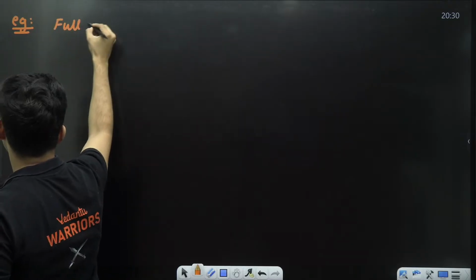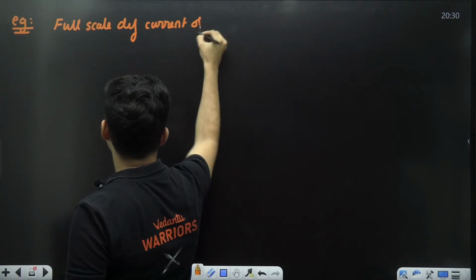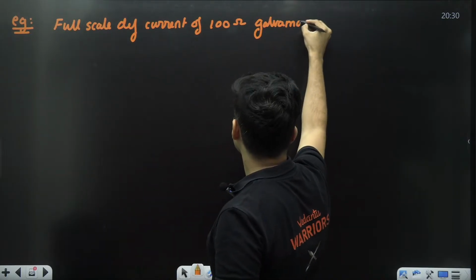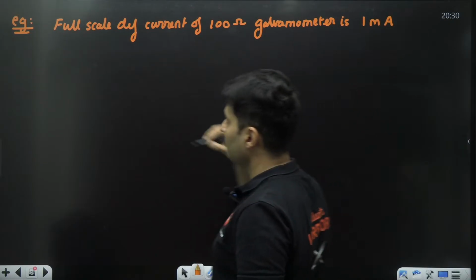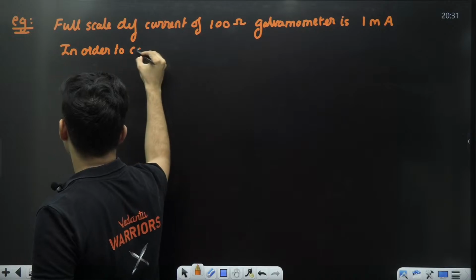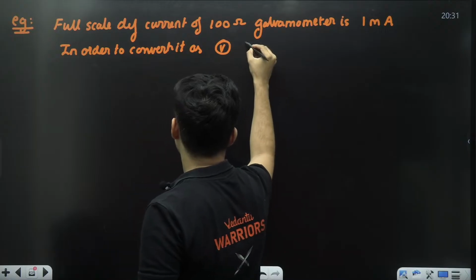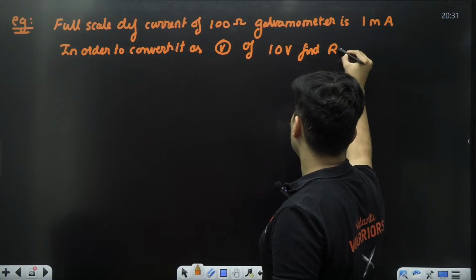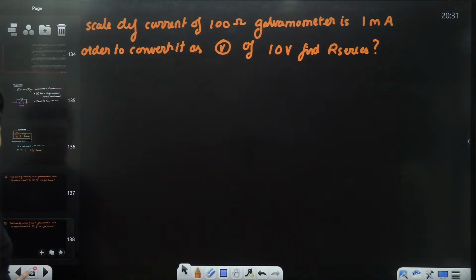The full scale deflection current of a 100 ohm galvanometer is 1 milliampere. In order to convert it into a voltmeter of 10 volts, find the series resistance which will be needed. Find the series resistance which I will be needing.